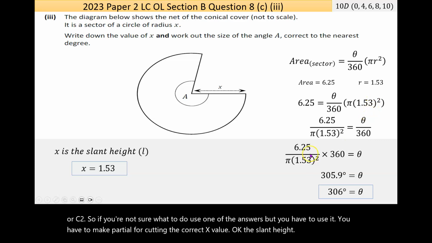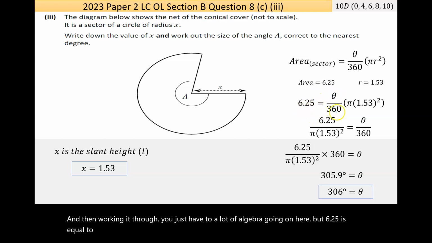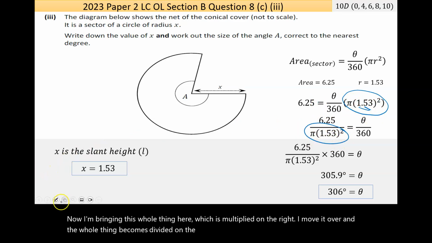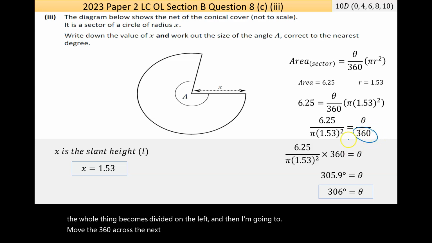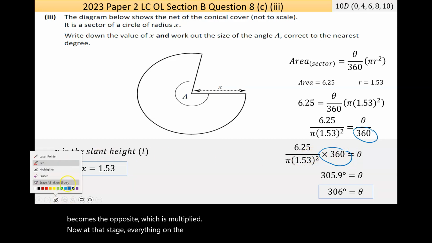And then working it through, I suppose there's a lot of algebra going on here, but 6.25 is equal to the angle over 360 times pi r squared. Now I'm bringing this whole thing here, which is multiplied on the right, I move it over and the whole thing becomes divided on the left. And then I'm going to move the 360 across in the next step. It's divided on the right. When it moves across, it becomes the opposite, which is multiplied. Now at that stage, everything on the left can be put through the calculator.